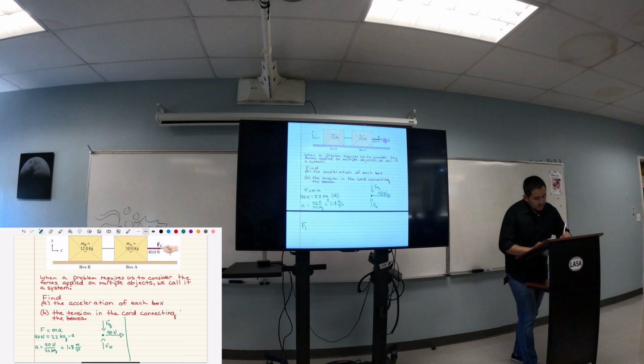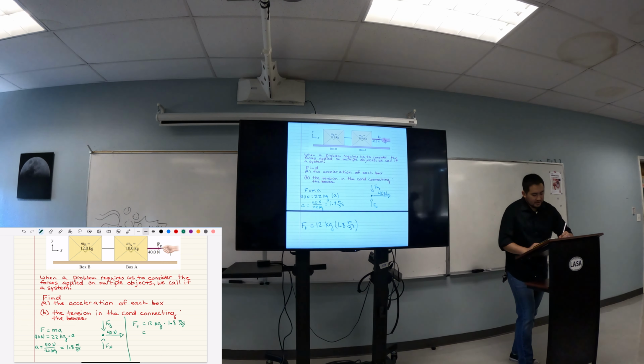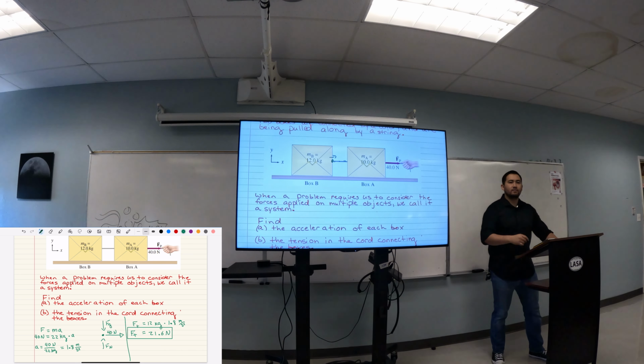Whatever the force of tension is, F sub t, it should be equal to 12 kilograms times 1.8 meters per second squared. Let me pop that in. That gives me a force of 21.6 newtons. And that should be the force at every single point on this cable, especially the point here where it's pulling in this direction. Yes, sir?